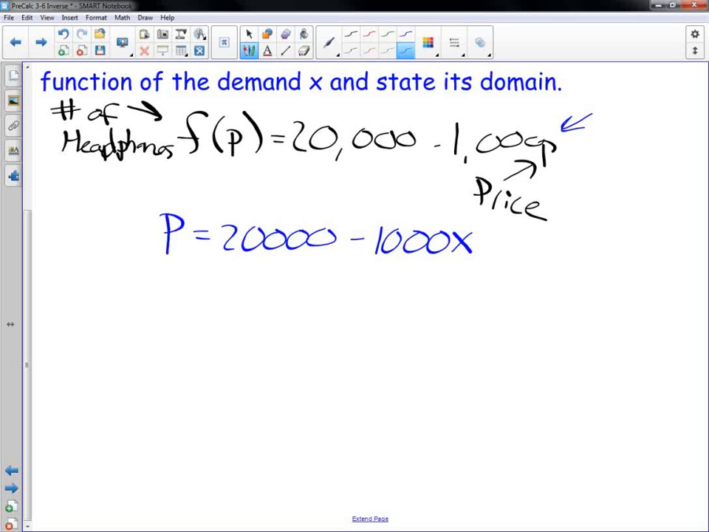Oh, wait. Hold on. Let me back up a second, because I may have done something wrong. All right. So what I'm actually going to do is leave this as P, and over here is X. What we want to do is get P by itself.